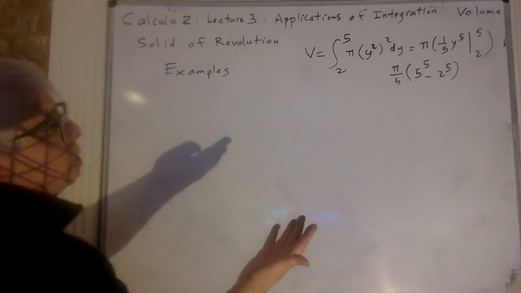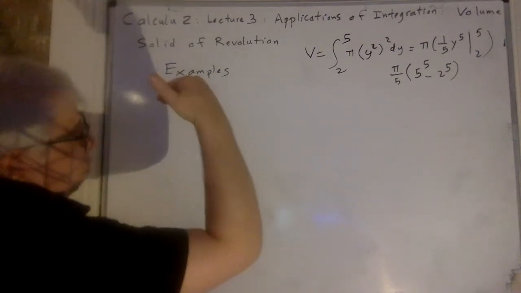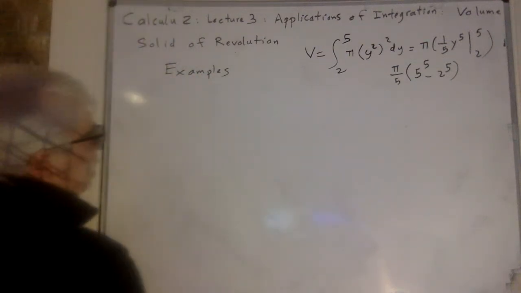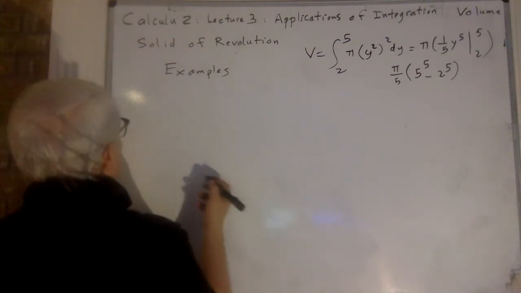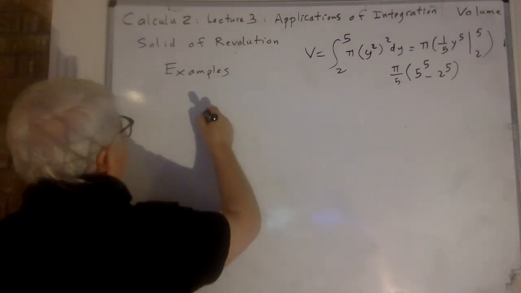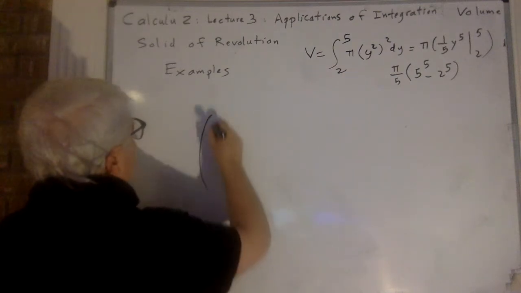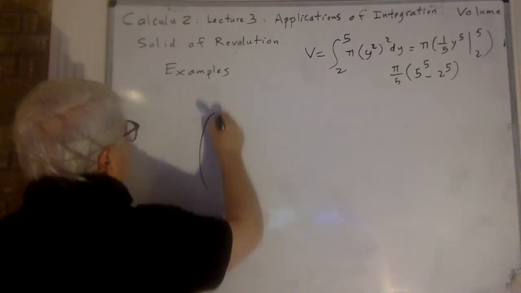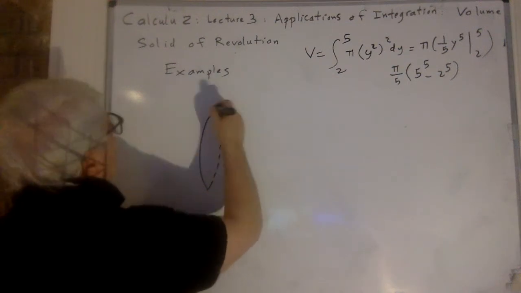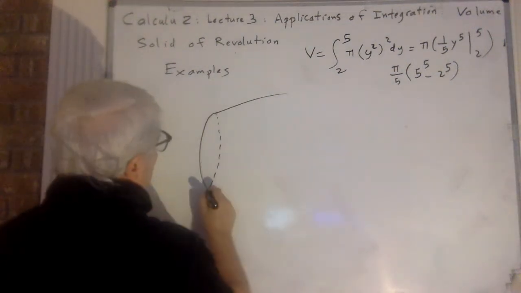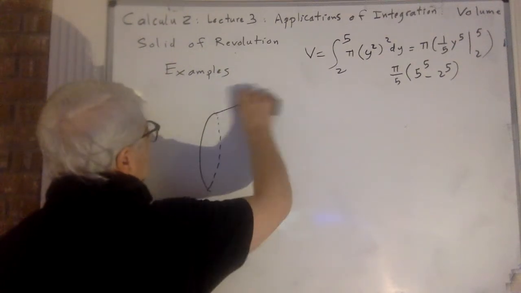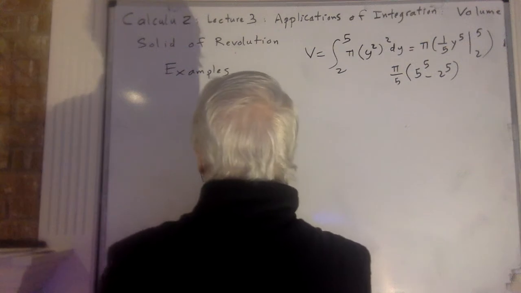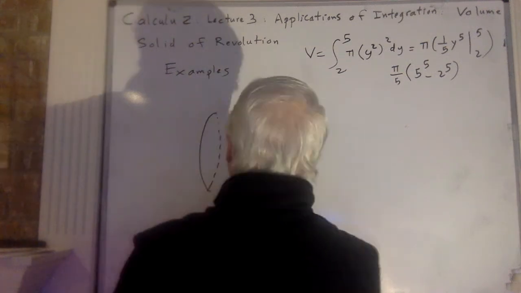Now, what if it is between two curves? How do you find volume? So let me draw a picture for you. So let me draw a picture first, then the axis for you. So this is one curve. It's not easy to draw straight lines on a whiteboard.